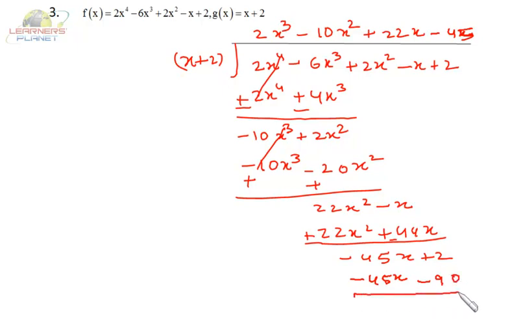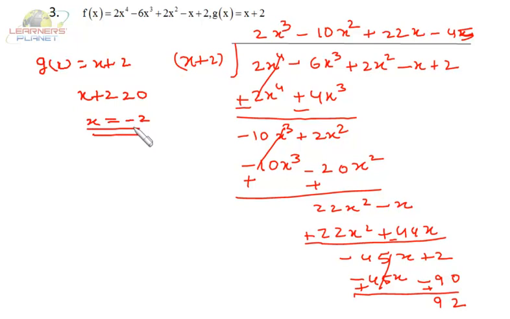Okay, so what we'll be getting? 92. That means if I divide 2x^4 minus 6x cube plus 2x square minus x plus 2 by x plus 2, I am getting 92 as remainder. Now I try to find out the remainder using the remainder theorem. So in that case, I have to put the value of x as minus 2. Now from where am I getting this minus 2? This g(x) is x plus 2. Put x plus 2 as 0, that means x is equal to minus 2. So if I put x equal to minus 2 in this expression, whatever remainder I get should be 92. Okay, so let's calculate f of minus 2.